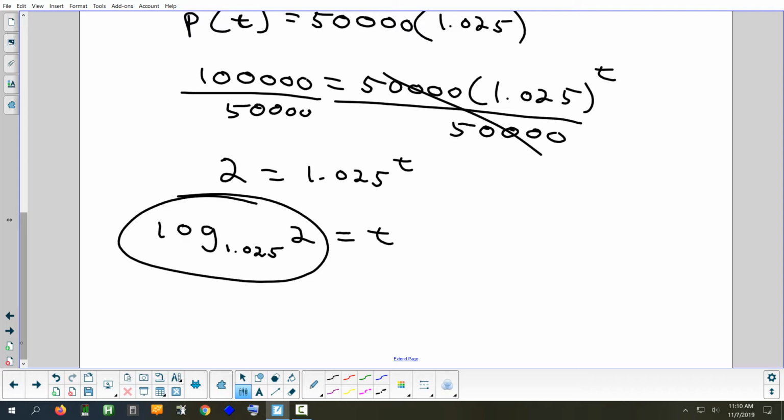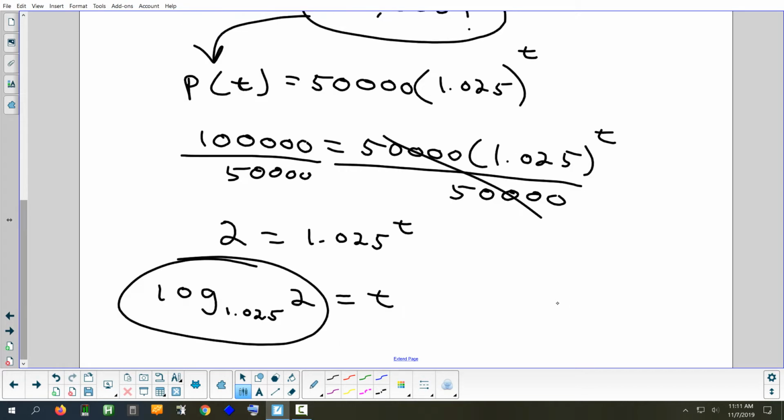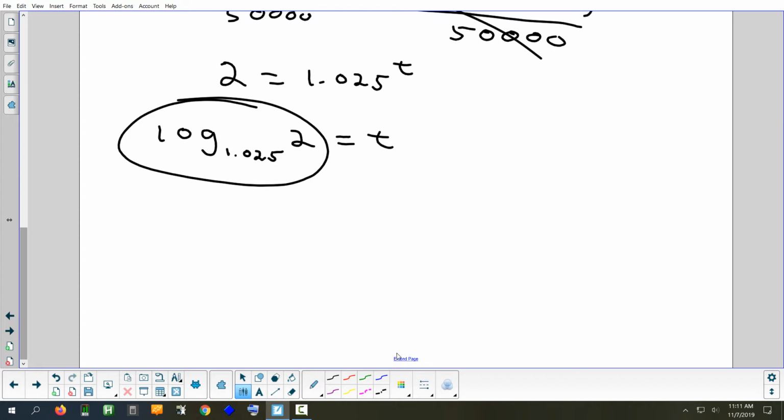Now, I just have to show you how to type that in. So there's our answer. The only thing we have to figure out is how to type this in. Why can't I just type it in? I have a button that says log, because that's the log base of 10. And I have another button that's log base e. The base here is not a 10 and it's not an e.